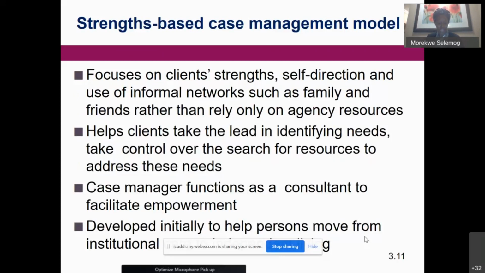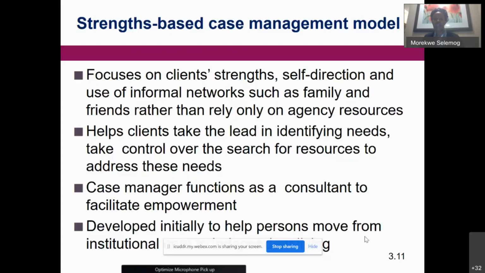For this model, it de-emphasizes the role of the case manager and other service providers in the client's life. It does focus on the client's strengths, self-direction, and use of informal networks such as family and friends rather than relying only on agency resources. So it centers around the client, as opposed to the brokerage model where the case manager is the one in the forefront in terms of linkages. You use the client's strengths so that they can access the resources themselves. So it helps clients take the lead in identifying needs and take control over the search for resources to address these needs.